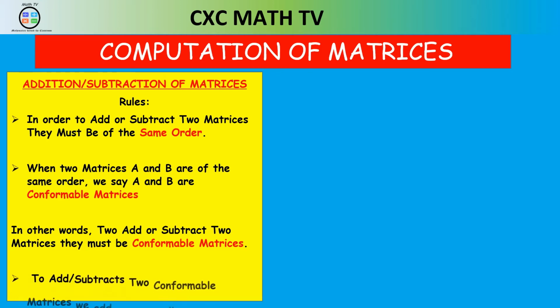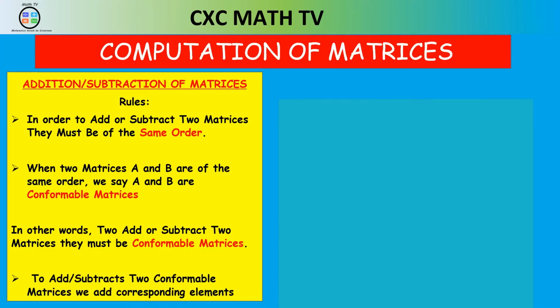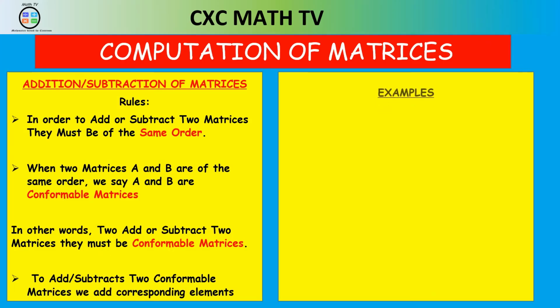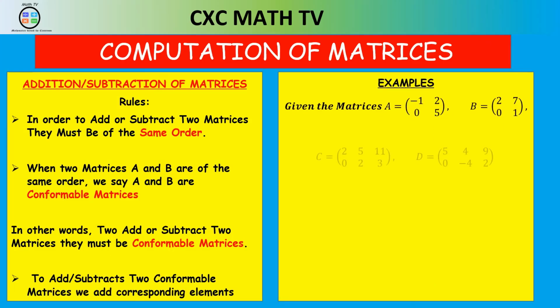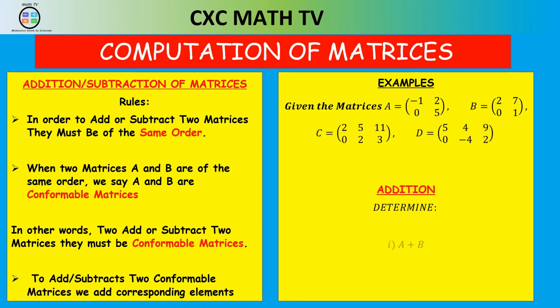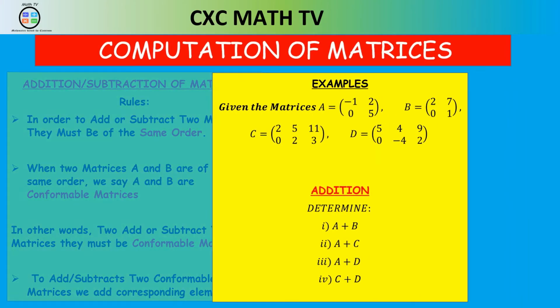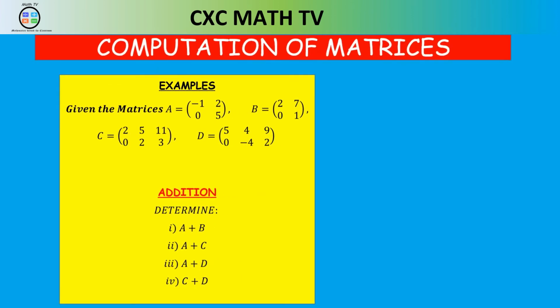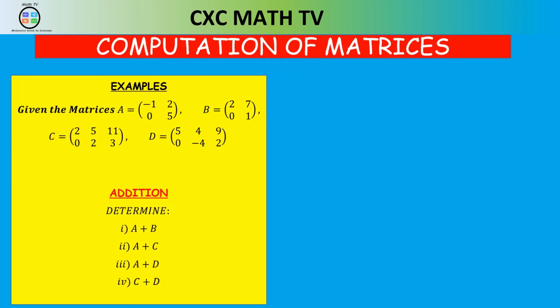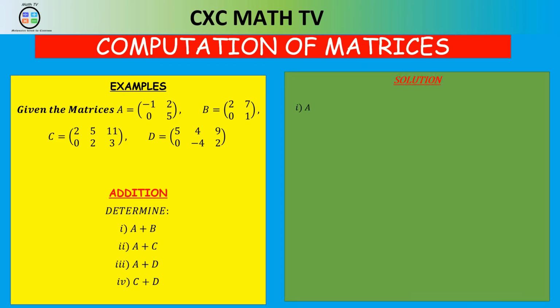Now the best way to do it is with examples. So given the matrices A, B, C, and D, determine A plus B, A plus C, A plus D, and C plus D. Let's do these examples. Let's start by doing A plus B. So part 1, A plus B. The matrix A is negative 1, 2, 0, 5 plus matrix B is 2, 7, 0, 1.